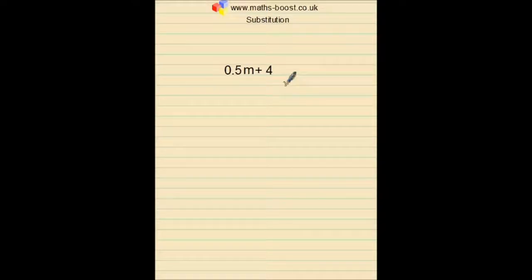You should know that when we use certain letters or symbols in algebra, they're merely standing in for a number which we may not yet know the value of. For example, the rule here for working out a taxi fare in pounds may be 0.5m plus 4, where m stands for the number of miles travelled.